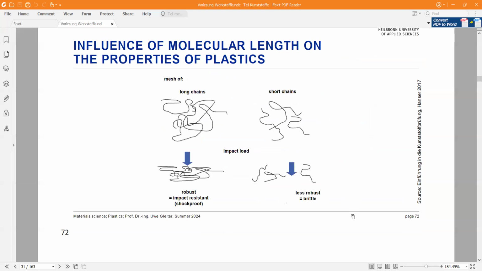Molecular structure relates to the properties of plastics. Here we have a mesh of long chains and short chains. So in long chains, we have robust impact resistance or shockproof material, but with short chains, it's less robust and brittle. The short chains can be destroyed more easily.